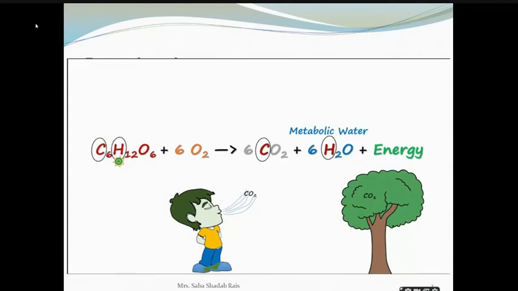So how can we explain the definition of the respiration? We can say respiration is a biochemical process in which cells of an organism obtain energy by combining oxygen and glucose, resulting in release of carbon dioxide, water and ATP. I repeat the definition of the respiration. Respiration is a biochemical process in which cells of an organism obtain energy by combining oxygen and glucose, resulting in the release of carbon dioxide, water and ATP. ATP is the currency of energy.